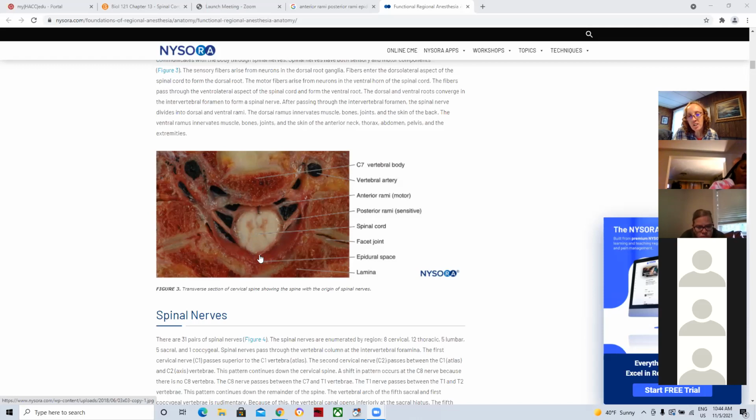This little fatty area right here is the epidural space. Here's the dura mater, right underneath it. All this empty space back here is the subarachnoid space. I think a lot of times the diagrams in our books don't do justice, but they are really helpful at the same time.